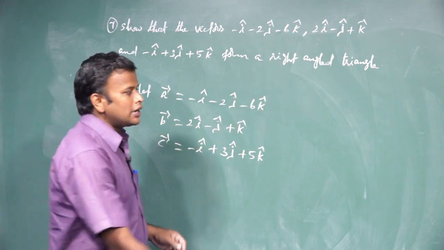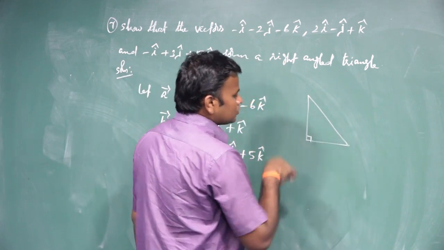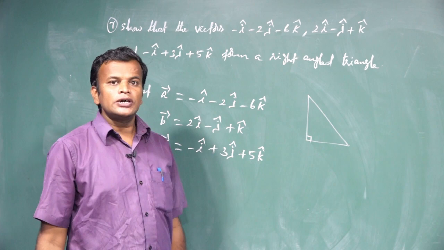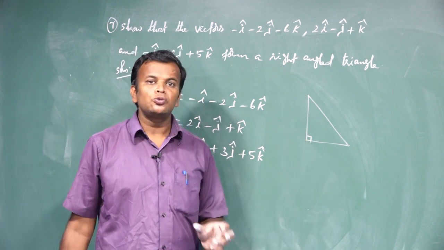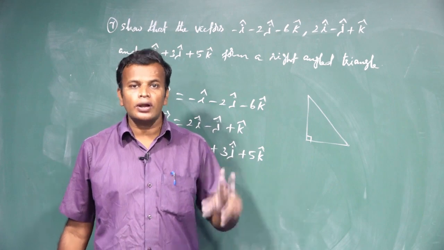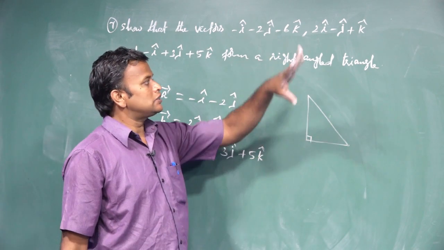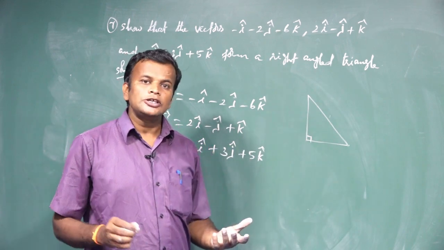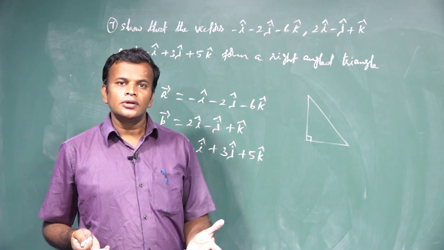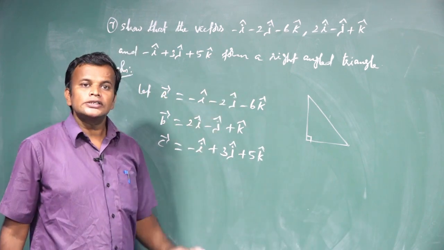You know very well every right angle triangle satisfies the Pythagoras theorem. What is Pythagoras theorem? The sum of the squares of any two sides should be equal to the square of one side, that is the hypotenuse. So now we will take the three vectors as the three sides, 1, 2 and 3. Suppose it satisfies the Pythagoras theorem, we can say the given vectors form a right angle triangle.